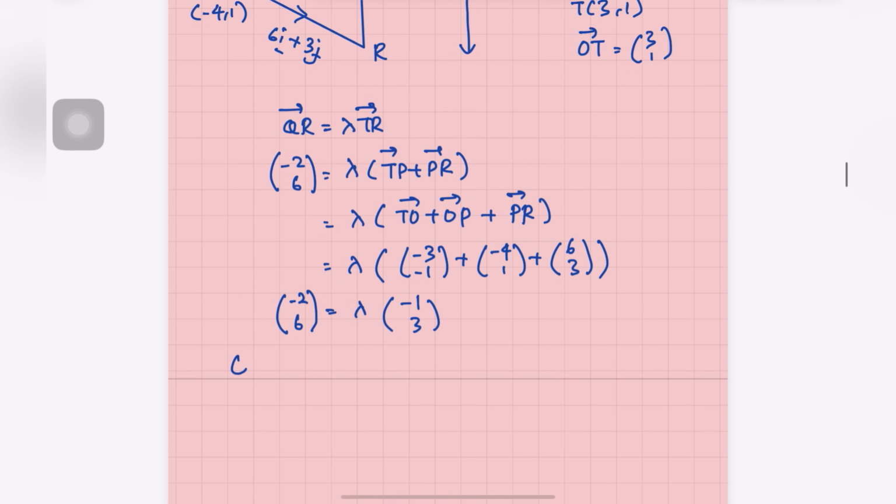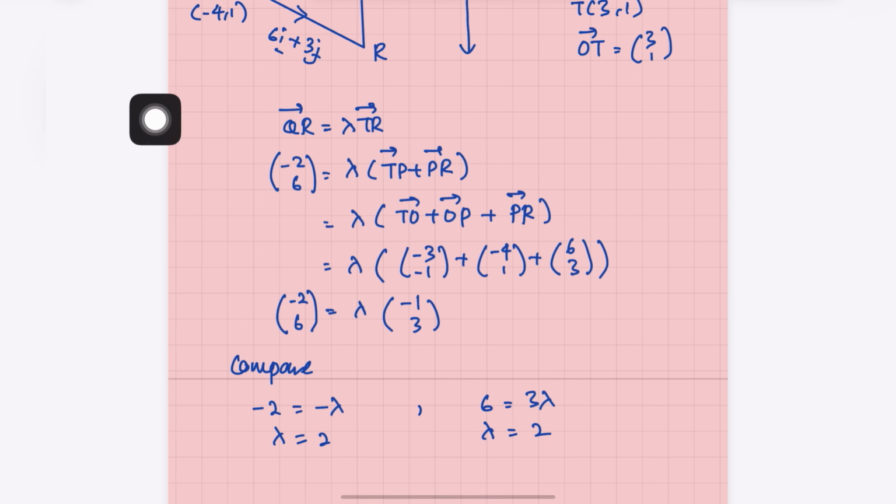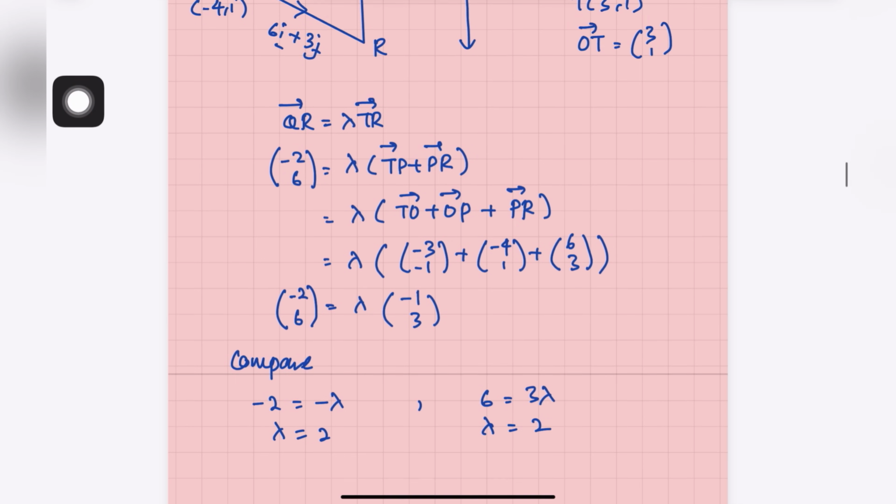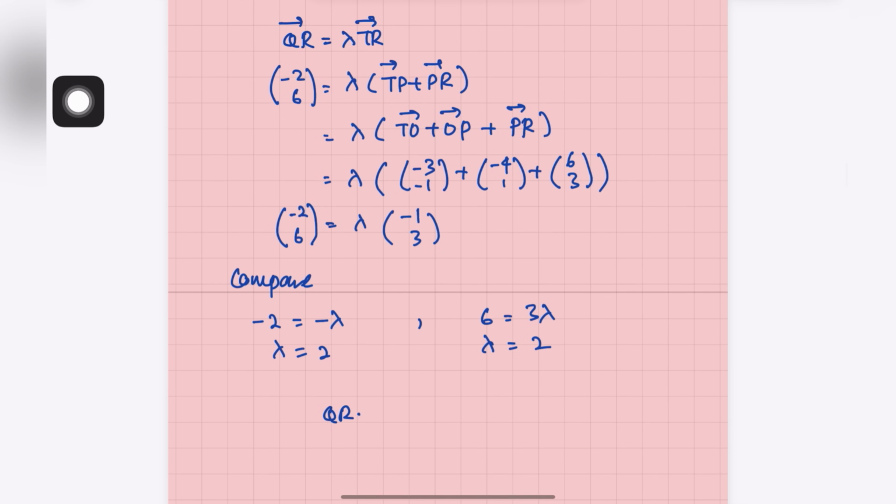Okay, so then we compare for vector i. Negative 2 equals to negative lambda. So lambda equals to 2. So then for vector j, 6 equals to 3 lambda. Same, lambda equals to 2. Okay, so kita substitute into here. Kan? So QR equals to 2 TR. So then proven lah. So proven yang T is midpoint.